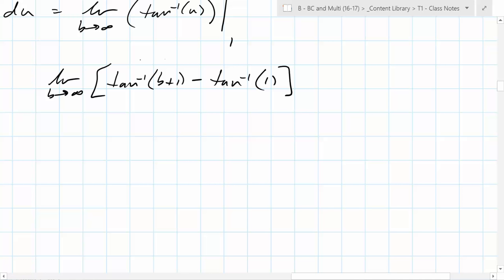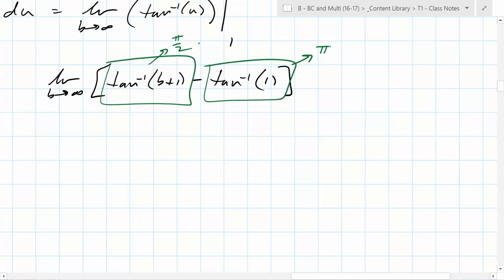Hey, what happens to this again? Boom. What does it approach? Oh, this approaches pi over 2. And this is just pi over 4. So what's the answer to this? Pi over 2 minus pi over 4 is pi over 4. So does this converge? Yes. Hey, there it came out.